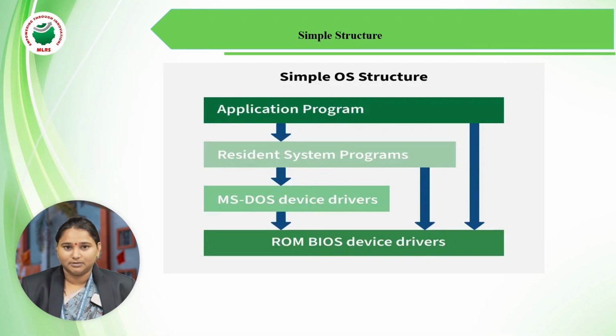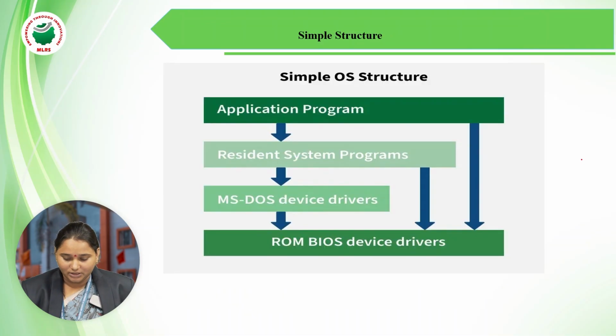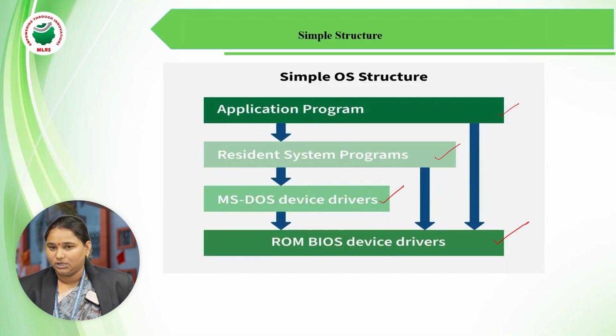this is the diagram. In simple structure, it contains application program and resident program, MS-DOS device driver, ROM BIOS device driver. It is a simple structure. These do not have a well-defined structure, are simple, and the limited interface is well-defined. Application program is one interface, resident system program is one interface, MS-DOS device driver is one interface, ROM BIOS device driver is one of the interfaces.